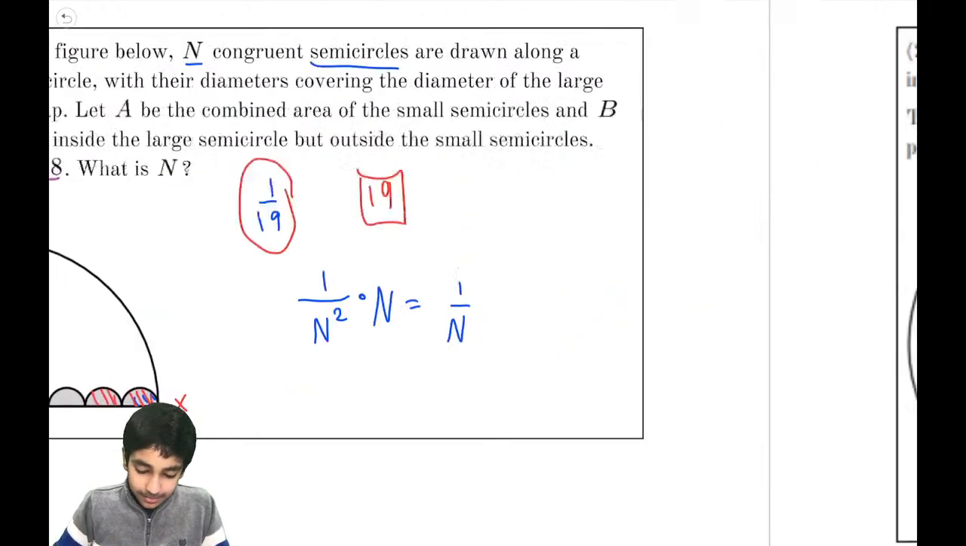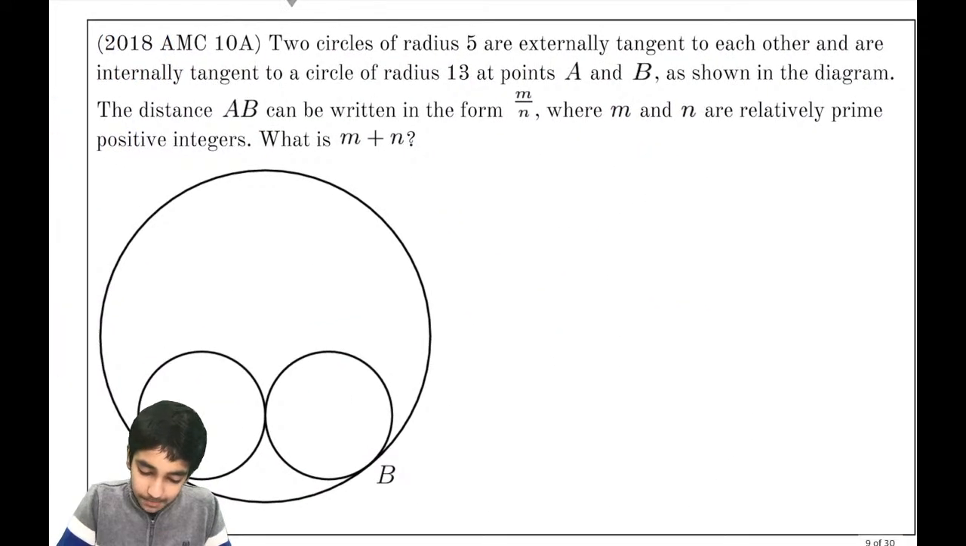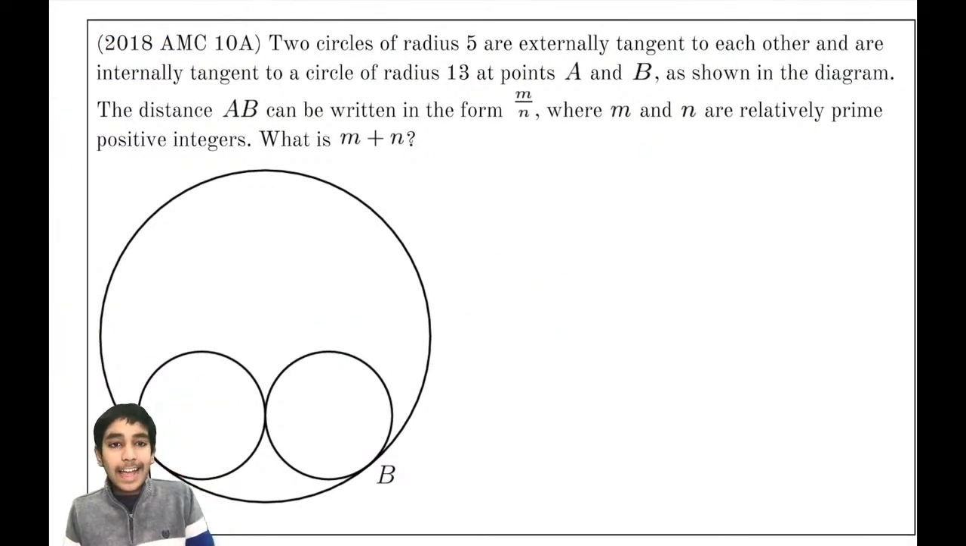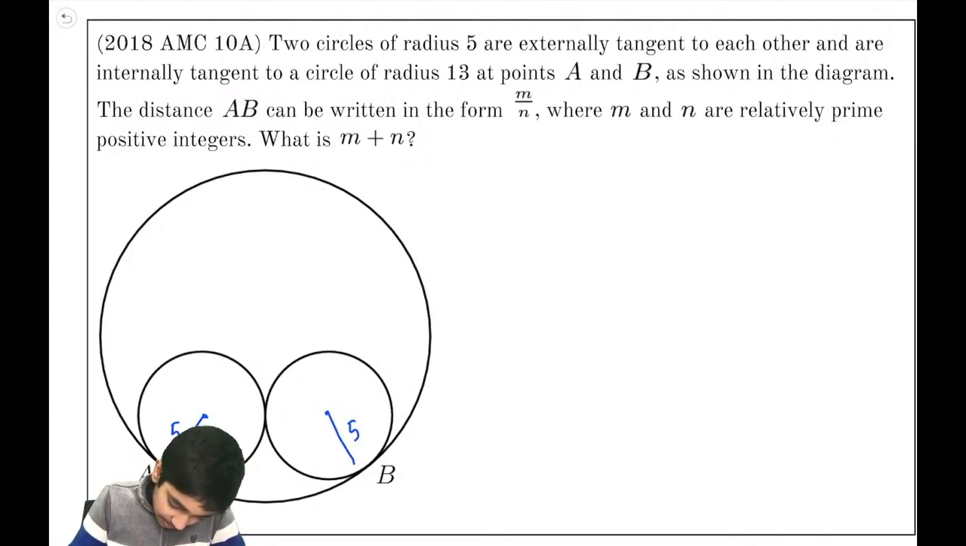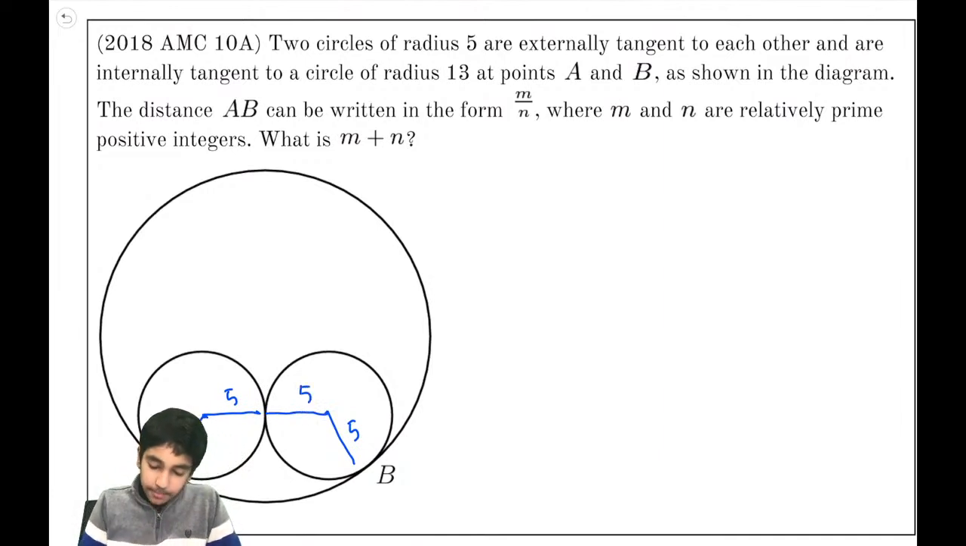So now let's take a look at the next problem. This is another cool problem that involves both triangles, similar triangles, and circular techniques. So in this problem, we have two circles, radius 5. And the reason you might be thinking, why am I marking all these random radii? The thing is, not all radii are useful.